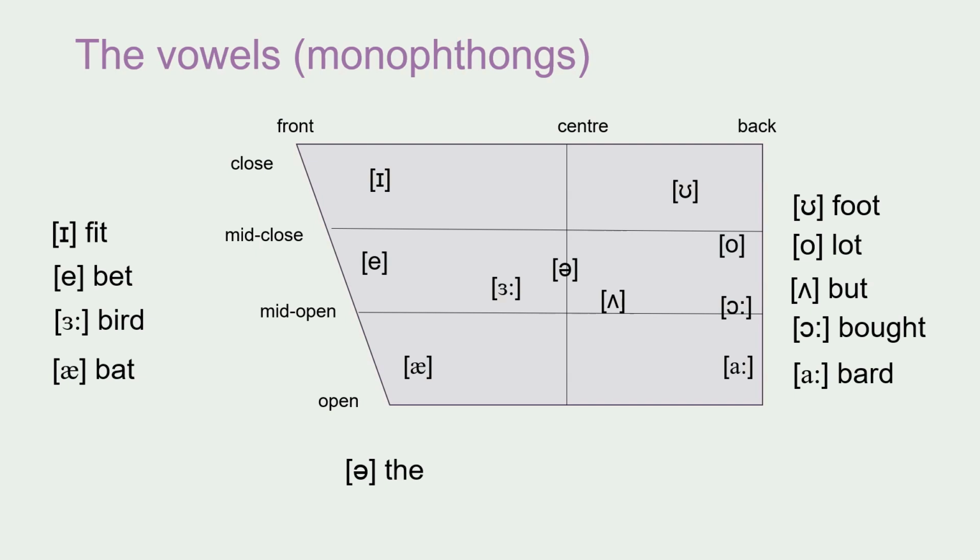Now, this one is actually a very special vowel in English for all sorts of reasons. And for that reason, it's actually got a name. We call this vowel schwa. Okay, so this vowel, written as an upside down e, is the schwa vowel, a central mid vowel.